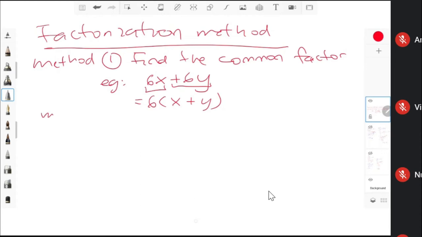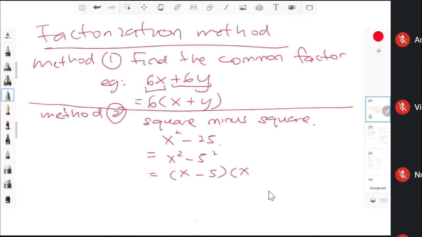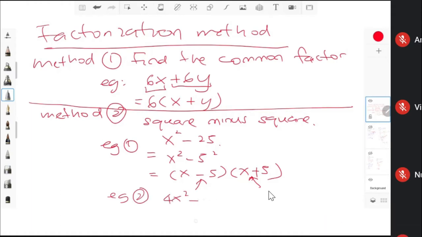Now, second one, method 2. What I call square minus square. Okay, what do you mean by square minus square? Whenever you see x squared minus 25, this is actually x squared minus 5 squared. Am I right? So this is called square minus square. Whenever you see this, the way to factorize will be x minus 5, x plus 5. Can you see this? Now, I give you another example. Let's say I have 4x squared minus 100.